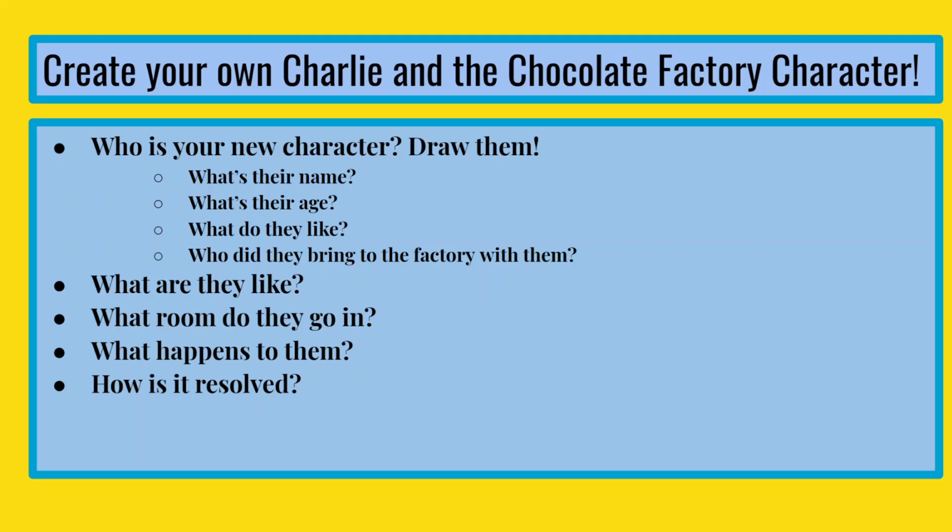So what special room does your character go in? And what happens to them in there? What goes wrong? And how is it resolved? Nothing bad actually happens to the children at the end, because you see them all come out at the end. Violet's really stretchy because she's been squashed and turned back to normal. So you need to think, what's going to go wrong to your character, but then how is it going to be resolved? How is it going to be fixed?